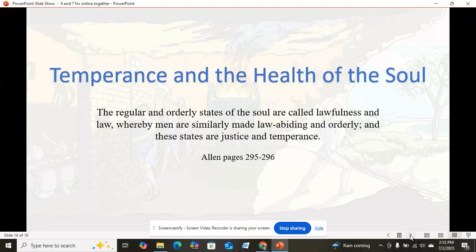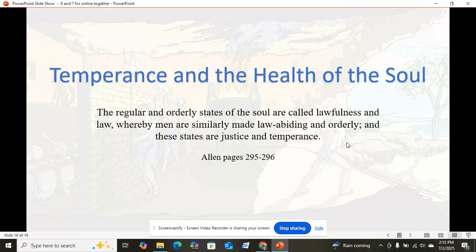are actually related to each other, right? He speaks of temperance and the health of the soul. This is a quote from Socrates in Plato's Gorgias. He says, the regular and orderly states of the soul are called lawfulness and law, whereby men are made law-abiding and orderly. And these states are justice and temperance. This is what's in conflict.